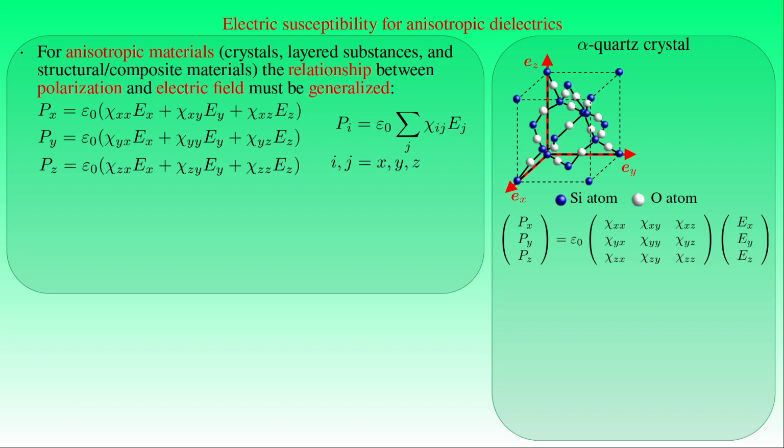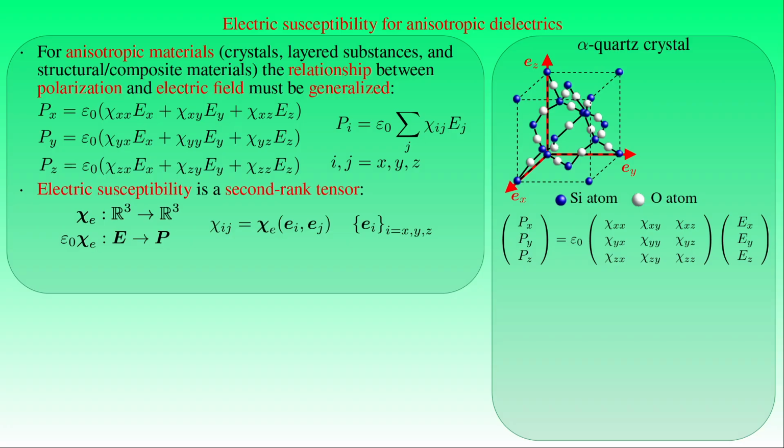In fact, the elements in the matrix can be interpreted as the components of a second-rank tensor, and we can introduce the electric susceptibility tensor chi-e as a linear map transforming vectors into vectors, where its scalar multiplication with the vacuum permittivity maps the electric field strength E onto the polarization vector P at any point of a dielectric. Then the evaluation of this second-rank tensor in a specific Cartesian basis gives the elements chi sub ij of the matrix representation of the tensor in that basis.